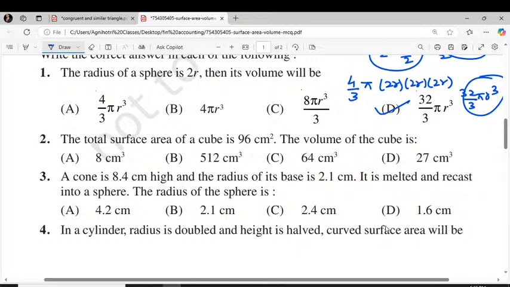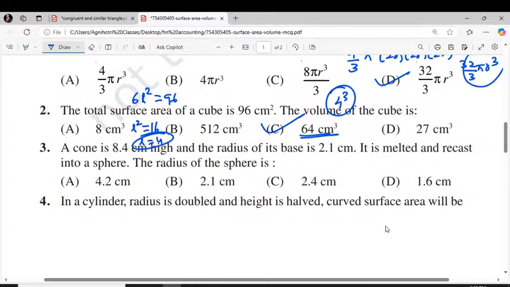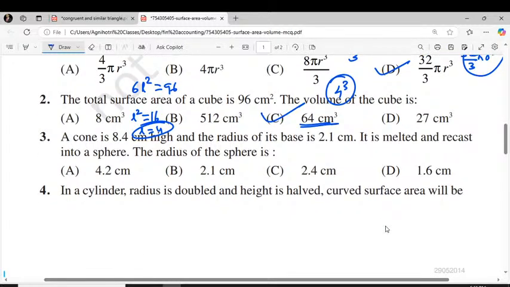6 sides, each a square. That means 6 times L square is 96. You can divide both sides by 6 and you will get how much? 16, and that's why L is 4. L is 4, that indicates the volume is 4 cube, and 4 cube is 64. Yeah, exactly. Okay, well done. Can you answer the third one?